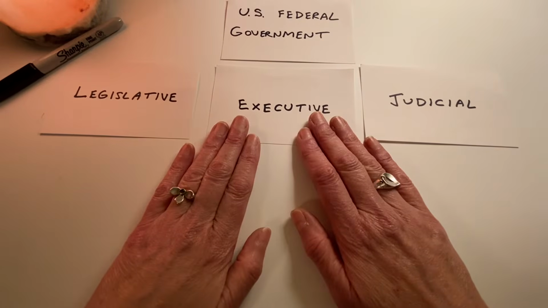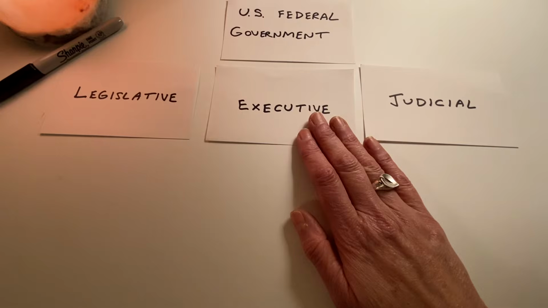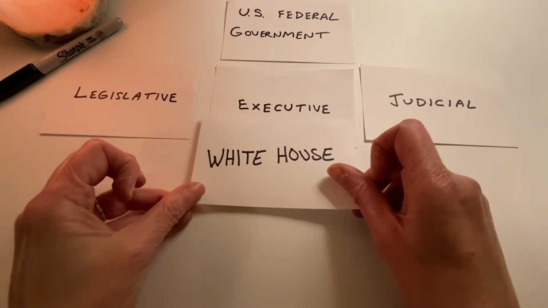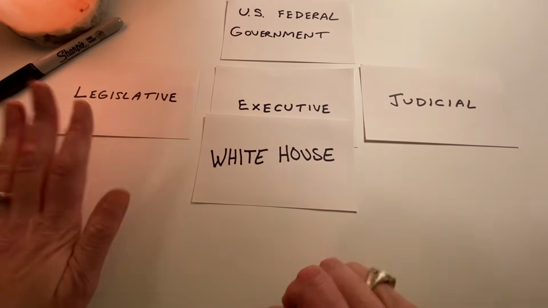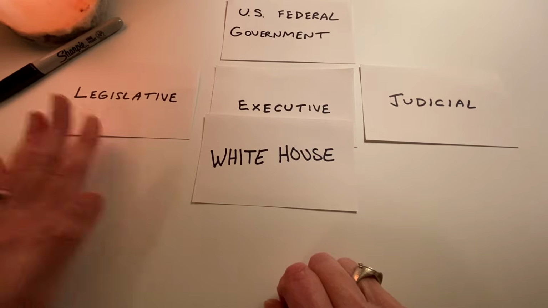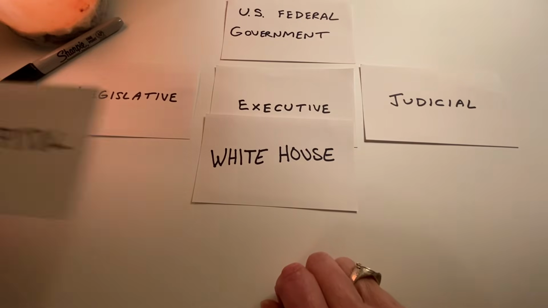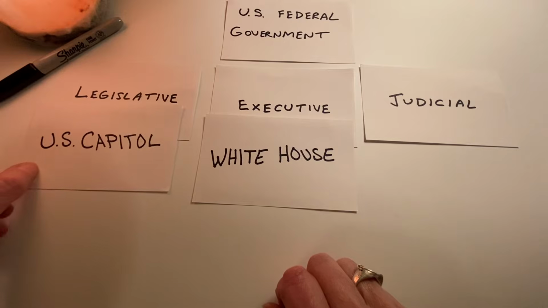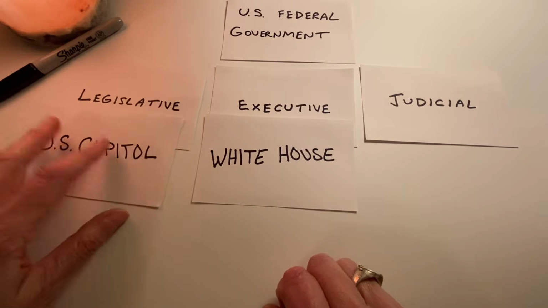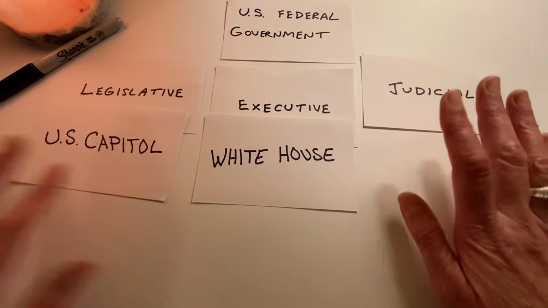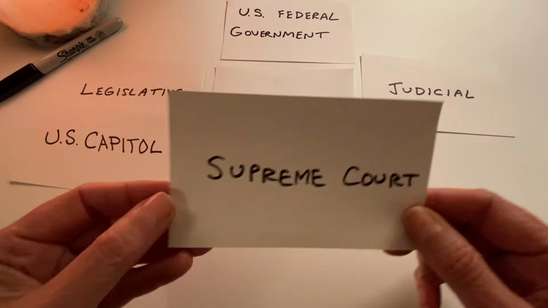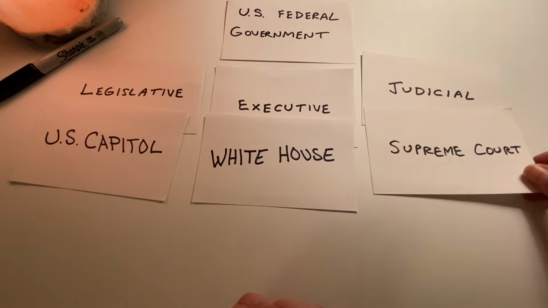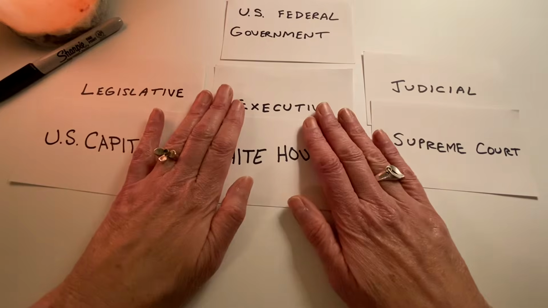The executive branch is the White House. The legislative branch is the United States Capitol. And more generally, I guess, the Supreme Court is the judicial branch.